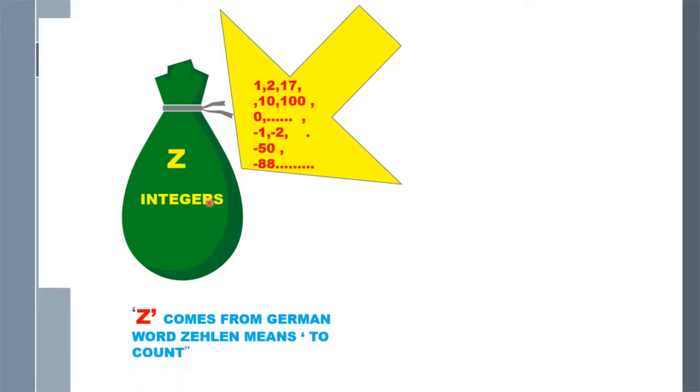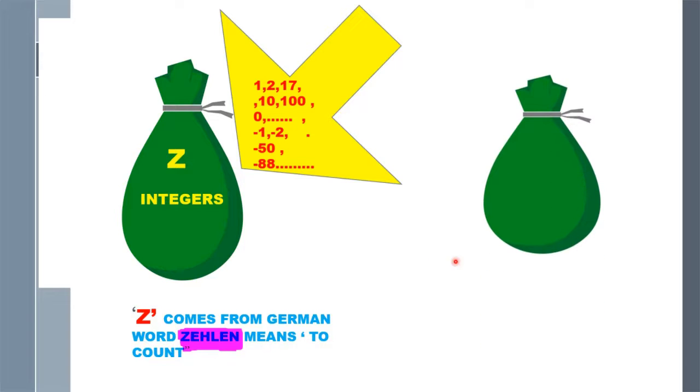Now why do integers have the symbol Z? There is a reason behind it. Z comes from the German word Zählen. The first letter of Zählen is Z and hence the symbol Z. What does Zählen mean? It means to count.